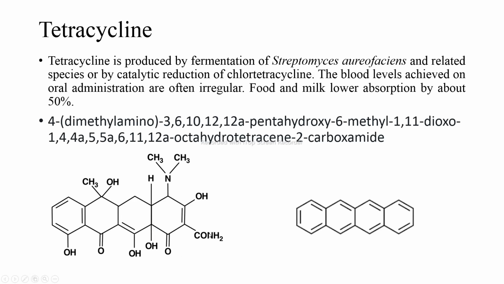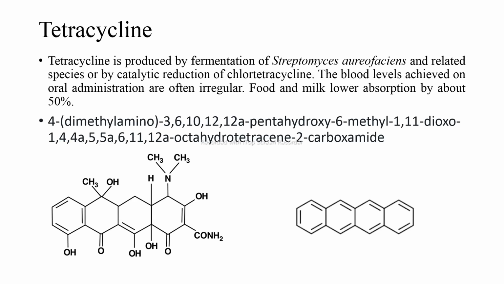Later on you can write down 4-dimethylamino. Then again a methyl group is over here at the sixth position, 6-methyl. Then after M, O is there, that is oxo, so 1,11-dioxo. Now over here they have mentioned some figures: 1, 4, 4A, 5, 5A, 6, 11, 12A-octahydrotetracene.